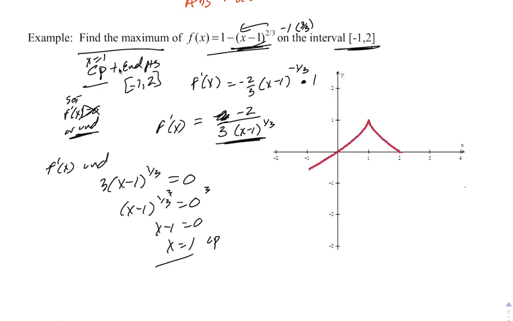That's all we're going to do. All we're going to do is figure out what f of 1 is, what f of my endpoints, negative 1 and 2, are. Whatever the highest one is, that's my maximum. So it's easy to plug them in.